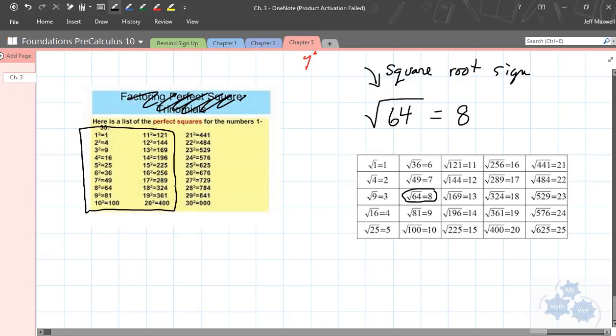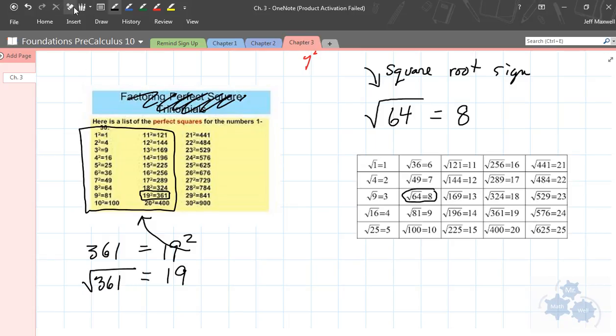And this chart right here is connected to the perfect square chart over here. So if you take a look at this one right here, 361, that comes from 19 squared. Or you could also write that the square root of 361 is 19. Any questions?